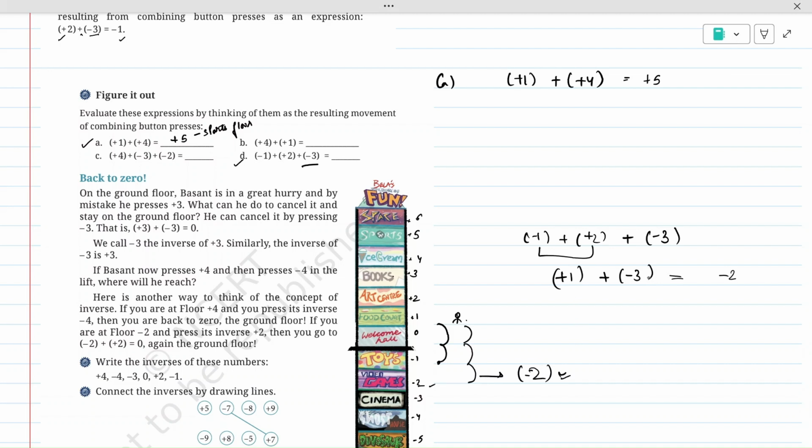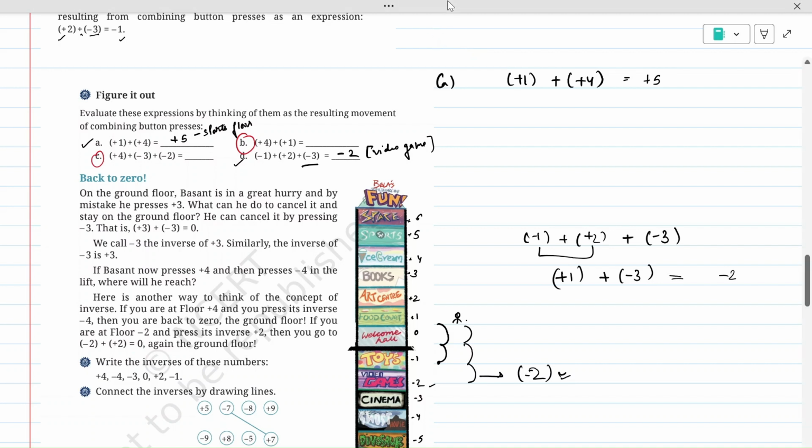So to plus 1, if I add minus 3, it will give you minus 2. I have reached the minus 2 floor here, and the minus 2 floor is the video game section. This is the video game section. The rest two parts, B and C, I'm giving you as homework.